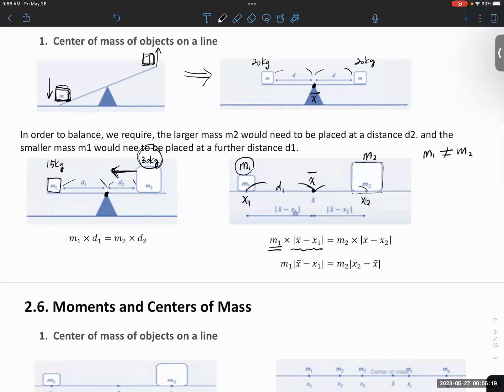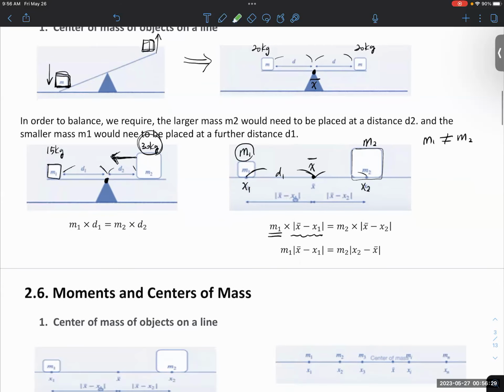If you have the same weight, it's no problem. But if you have different weights, you have to adjust the distances back and forth to find the balancing point. Therefore, this equation will be satisfied: M1 times x bar minus x1 is equal to M2 times x bar minus x2, because these are exactly d1 and d2.